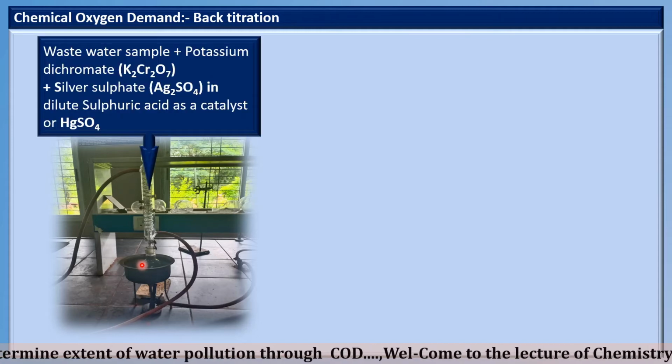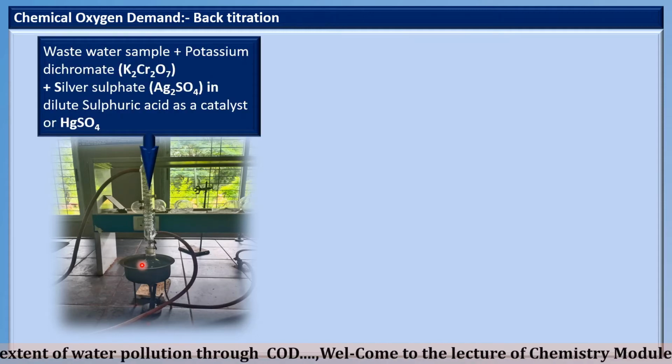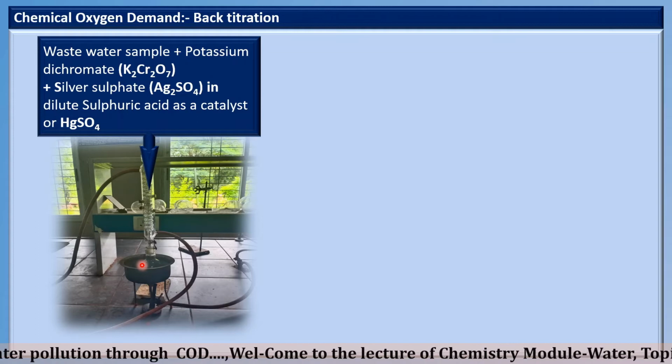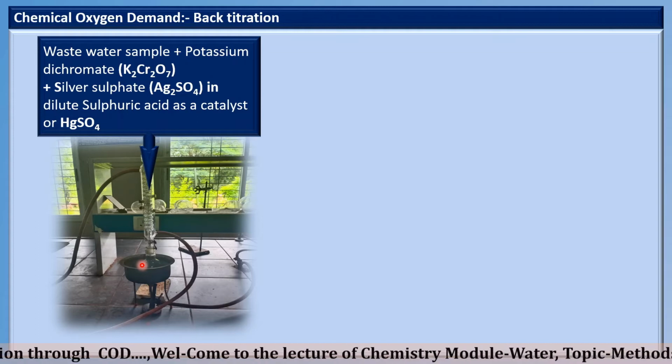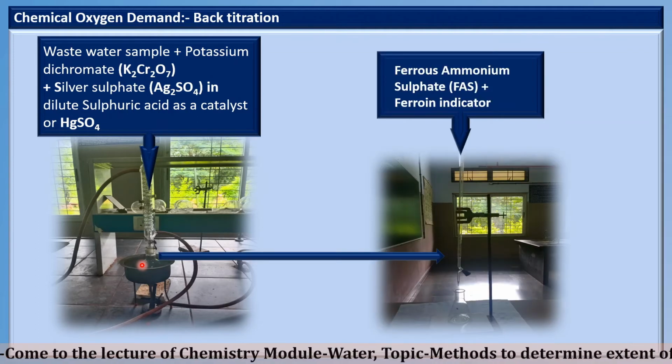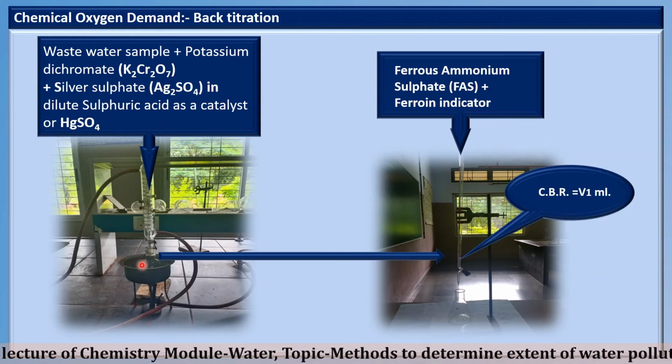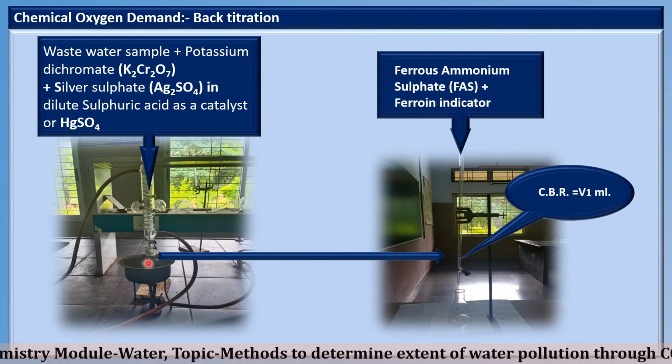1.5 hours. So the wastewater sample plus potassium dichromate plus silver sulfate in dilute sulfuric acid as a catalyst, or mercuric sulfate. Then ferrous ammonium sulfate and ferroin indicator. Whatever the solutions are, they are refluxed in the round bottom flask.